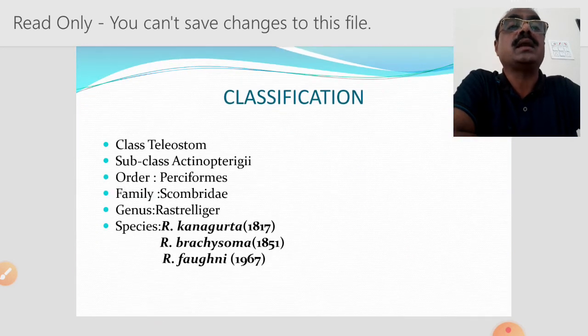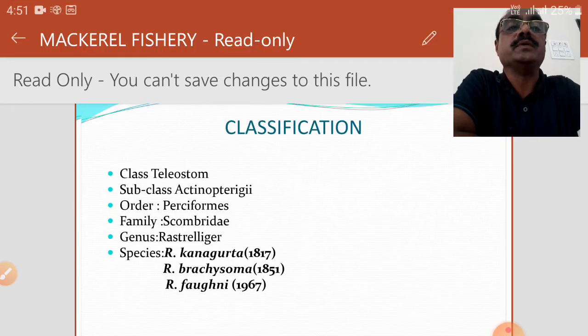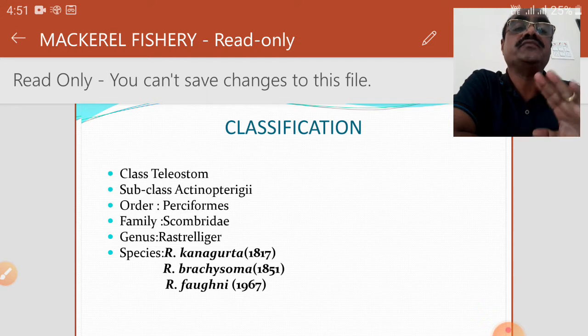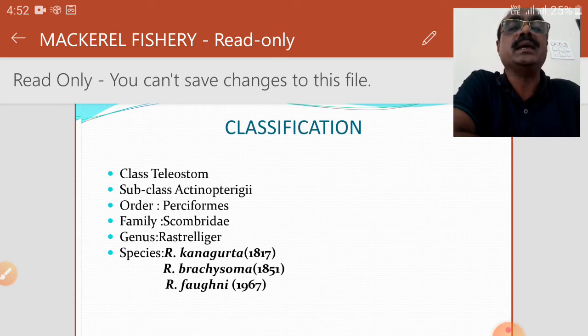And now we will see the classification of the mackerel fishery. The mackerel fishery represented by genus Rastrelliger belongs to the class Teleostomi, subclass Actinopterygii, order Perciformes, family Scombridae, genus Rastrelliger. And of these three species, the first species Kanagurta was found on the Madras coast in 1817. After that long period, the second species Brachysoma was reported in 1851, and in 1967 one more species was reported, that is Faughni. But Brachysoma and Faughni are very negligible in numbers in the total contribution. That's why this fishery is known by genus Rastrelliger and species Kanagurta.